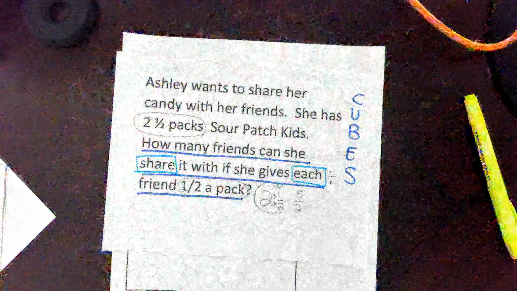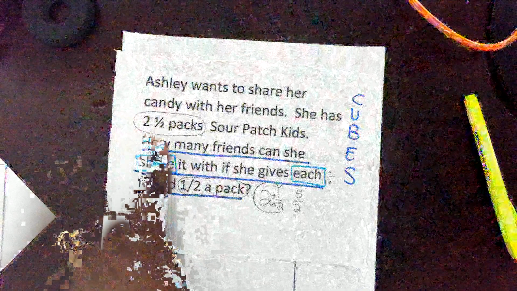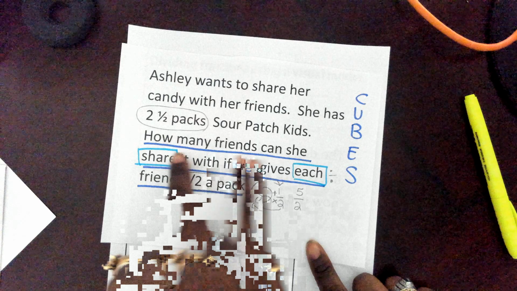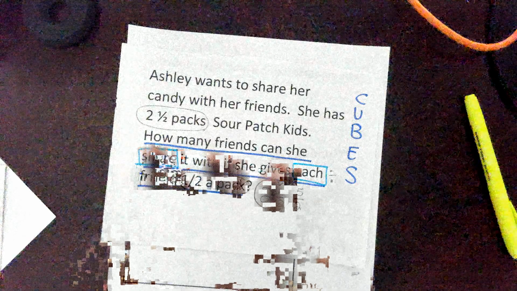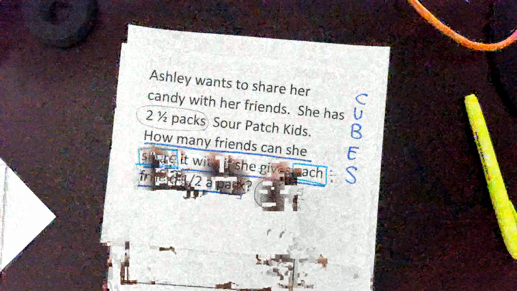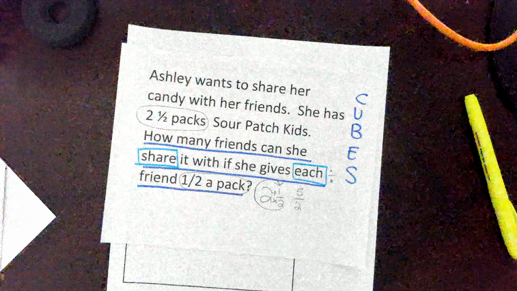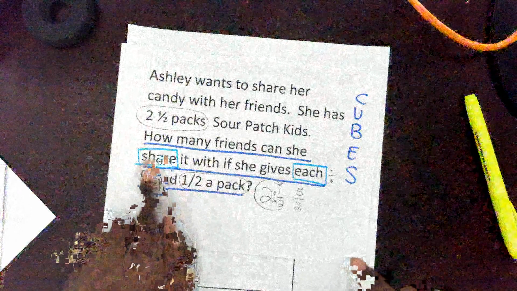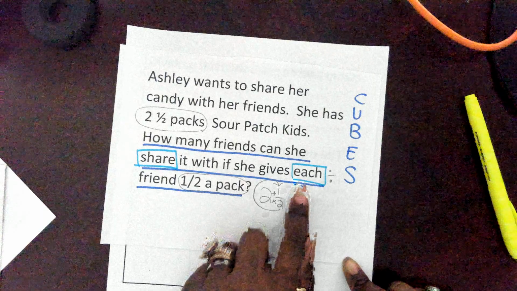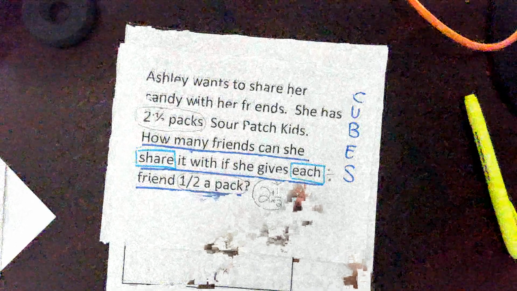Under the CUBES method, we are going to circle any numbers with units, and so we've circled 2.5 packs and also half a pack. We need to also underline what the question is. So, how many friends can she share it with if she gives each friend half a pack? Now we need to box in any keywords that let us know what the operation is going to be. In this case, I noticed that she's going to share. So for me, it means that she's going to split it up. And then I also saw another keyword, which says each friend. Okay, so we know that she's going to divide.